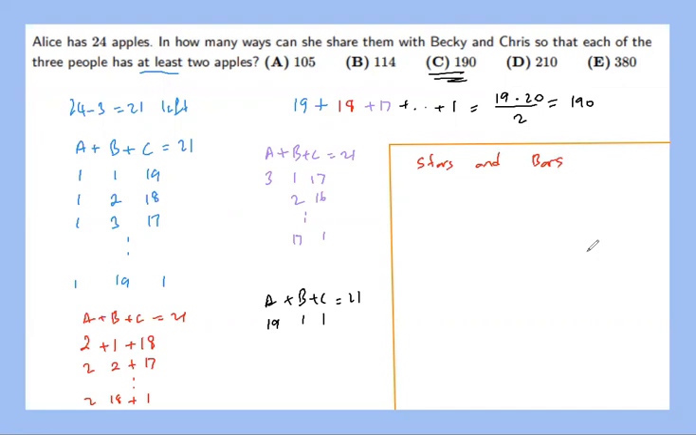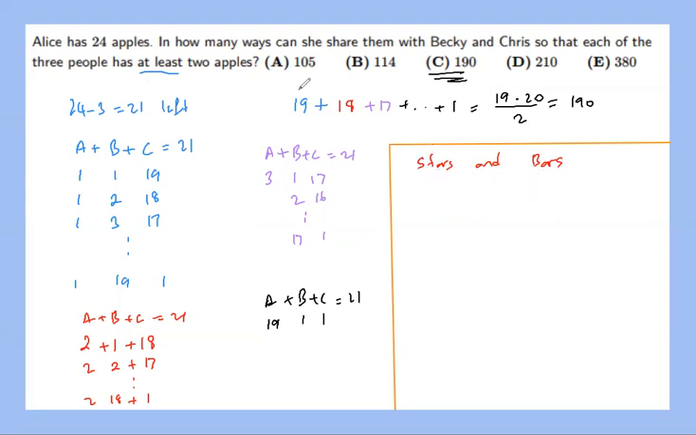Okay, so stars and bars is basically a way to find the distribution of some identical objects into some groups, okay? But to use this one, you should have some sort of background in combinations. If you don't have that background, it's probably better to stop at this point, learn that first, and then move on after, okay? But if you do have some background in combinations, you can take a look at this for sure.